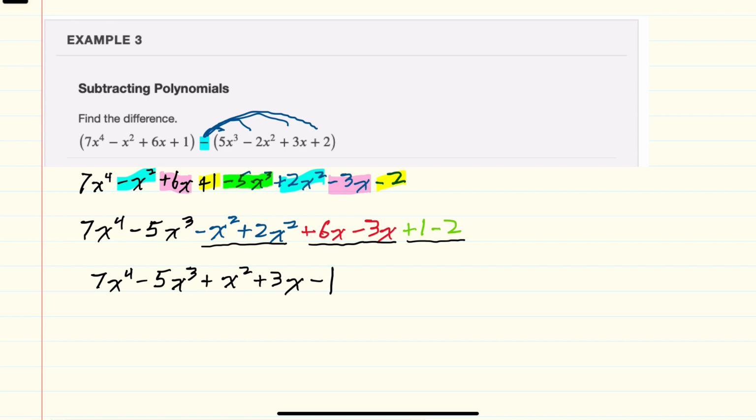We've combined all of the like terms and written this in descending order. So this would be our simplified expression.